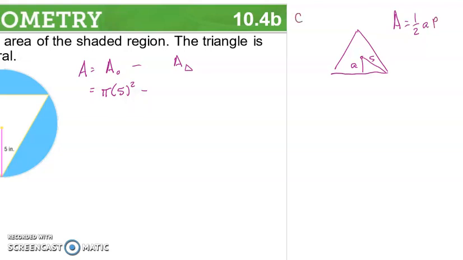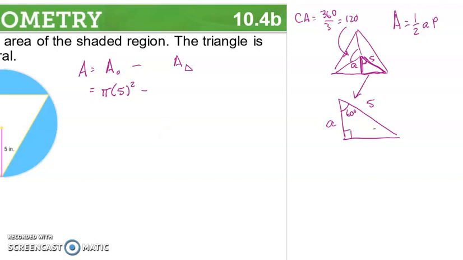The central angle of an equilateral triangle is 360 divided by 3, which is 120. So each of these angles right here is 120 degrees. But for that triangle, we want to just use half of it. So this is 60 degrees right here. The apothem is here, and the 5 is here. So I've taken this triangle and I've pulled it out.